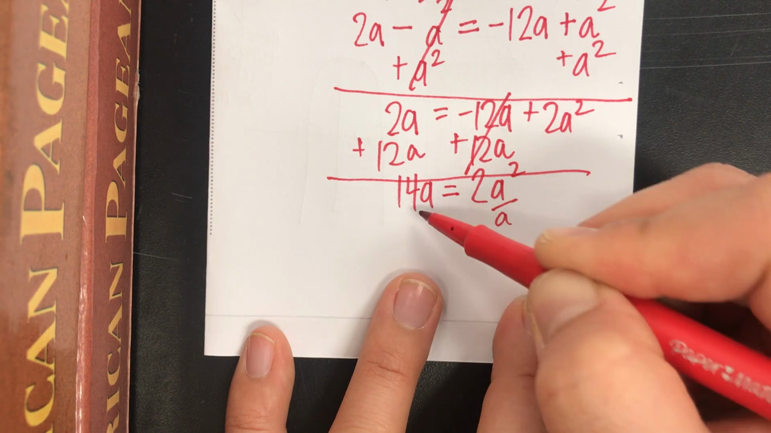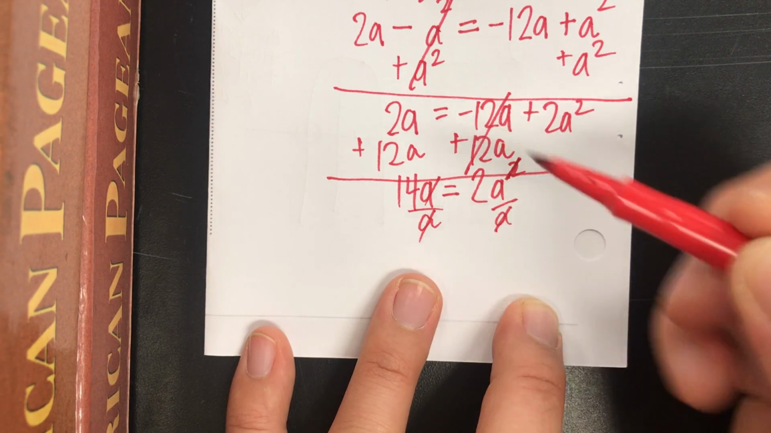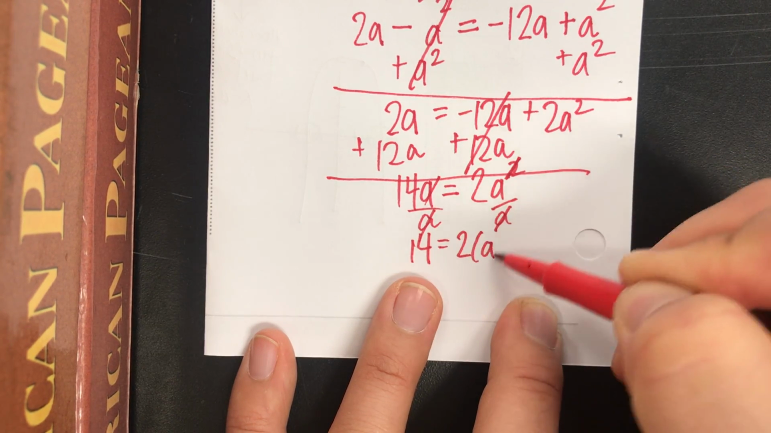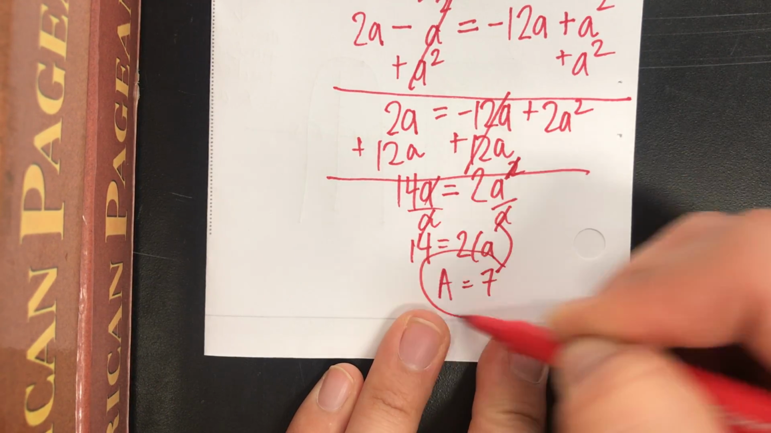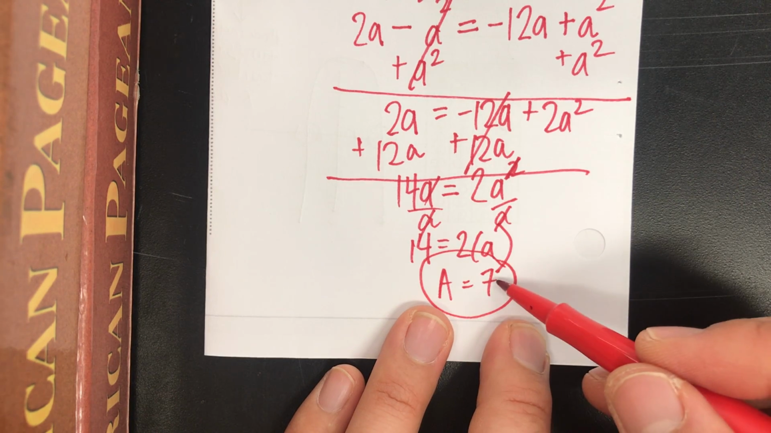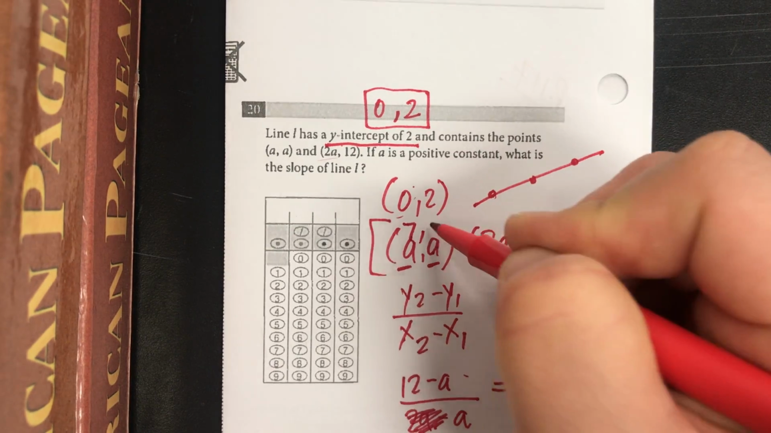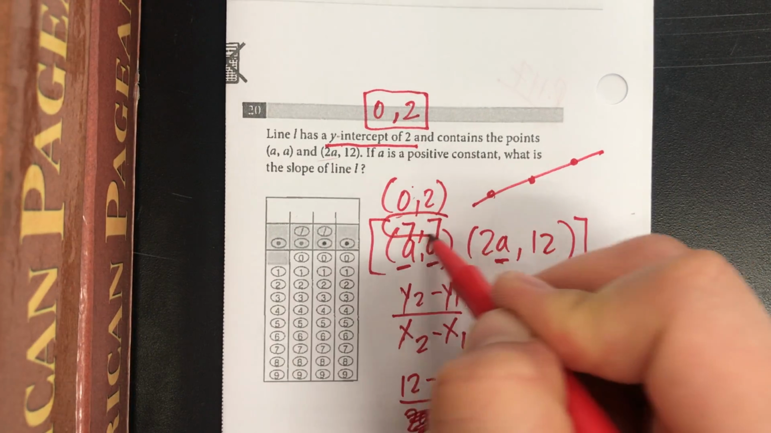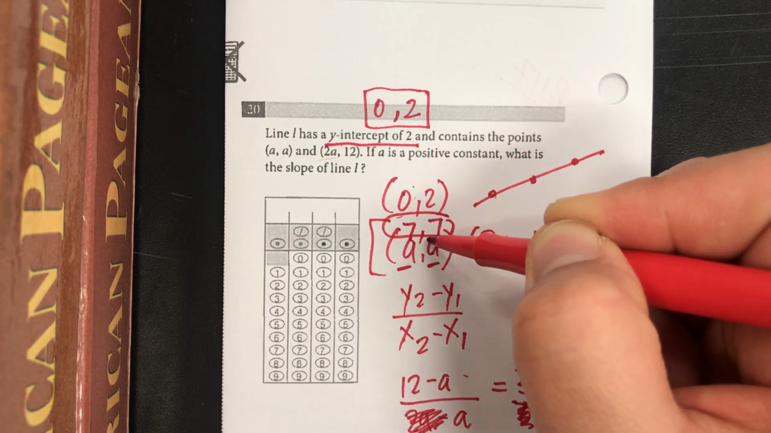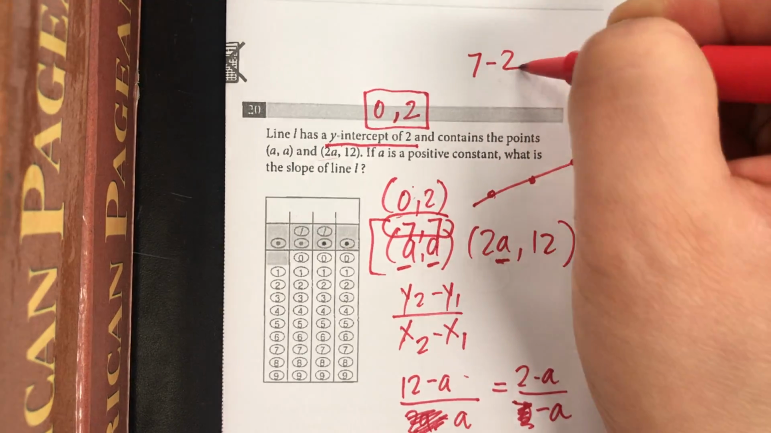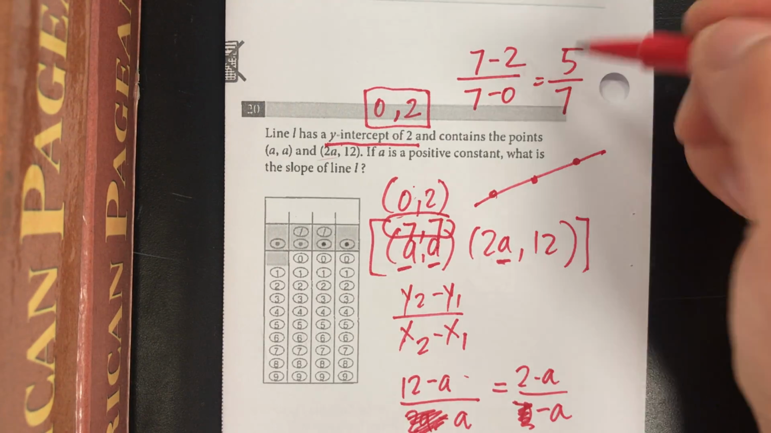Let me divide out an a from each one. Cross that out, cross that out. That leaves this one with just a regular a. So it's going to be 14 equals 2 times a. So what times 2 equals 14? a is going to equal 7. Okay, so you're going to take this number a and plug it back in to this right here. So our a's equal 7s now. Okay, now can you find the slope? Yes, you can, because now you've got 2 solid numbers. So again, the slope would be 7 minus 2 over 7 minus 0 equals 5 over 7, which is your answer.